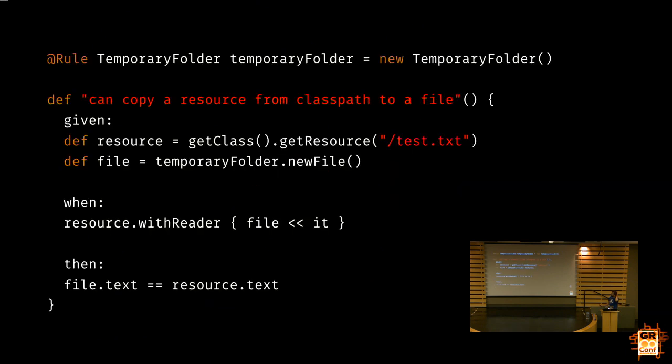JUnit rules work in Spock. There are a ton of them out there. Here we're using a temporary folder rule that ships with the core JUnit library, if I remember right. It just works in Spock the same way it would in JUnit. The only weird thing is that I tend to try and avoid this kind of duplication of type information in Groovy. On the left and the right, you have to specify the type of the variable for a rule to work. I don't even want to try and figure out why that's the case, but you do.